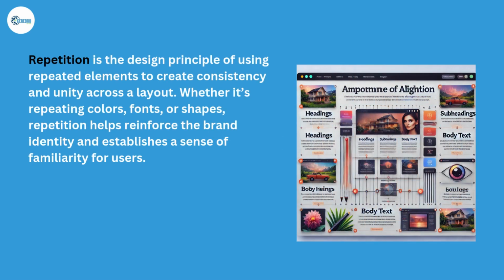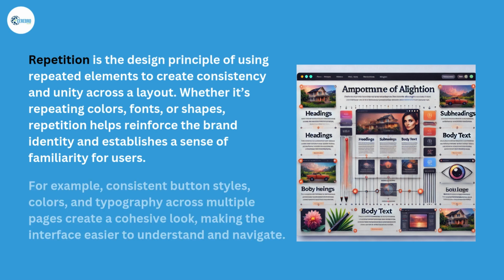Repetition helps establish a visual rhythm and consistency within a design. By repeating certain elements, like colors, shapes, or fonts, designers can reinforce brand identity and make the interface feel cohesive. For example, consistent button styles across pages or repeating color schemes creates familiarity, making it easier for users to understand how the interface works and how to interact with it.